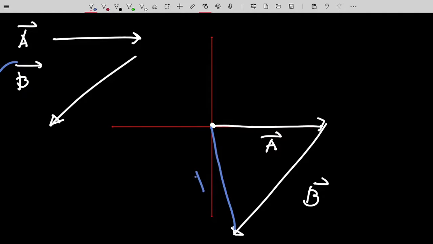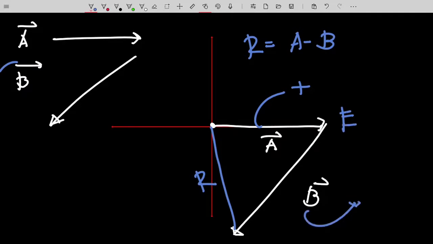Now this will be our resultant vector, and we know that the resultant vector is actually equal to A minus B, because your A here is directed to the positive side, which is east, while your B here is actually negative because it is directed to south. Now I want you to remember, when your vector is directed to the north and east, it should have a positive sign. But when your vector is directed to the south and west, it should have a negative sign.